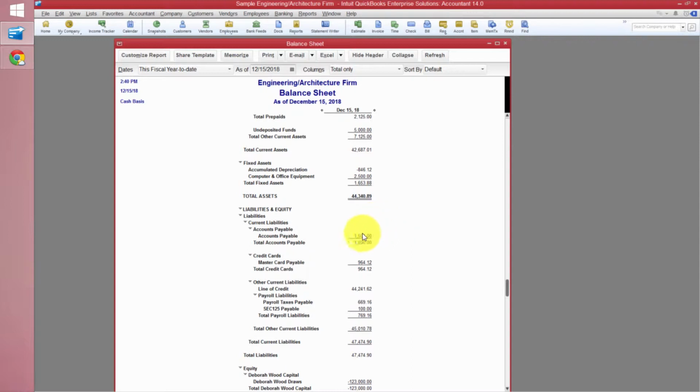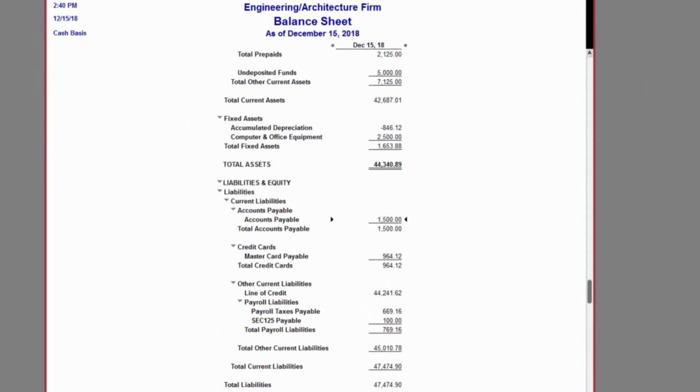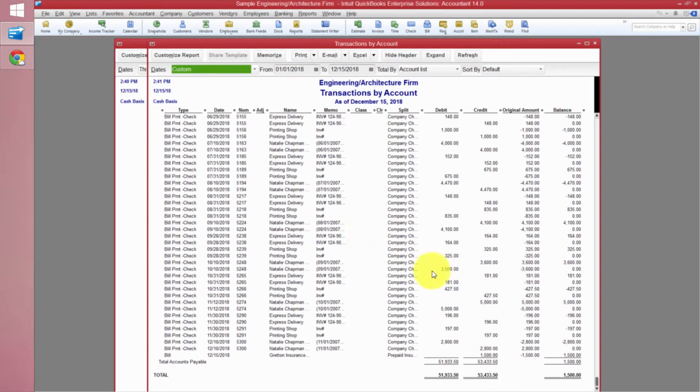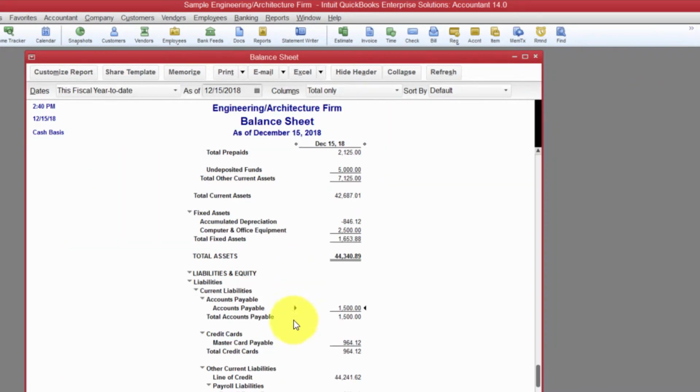Notice I have accounts payable here. Why? And if I double click this, then what happens initially is I get this long list of all these bills, and how am I supposed to figure out how to arrive at this $1,500? Well, one hint is actually in this case it falls out right at the bottom, but it's not always going to be that easy. So what you'll want to do is take this report, and keep in mind I got to this report by simply double clicking on the accounts payable balance.